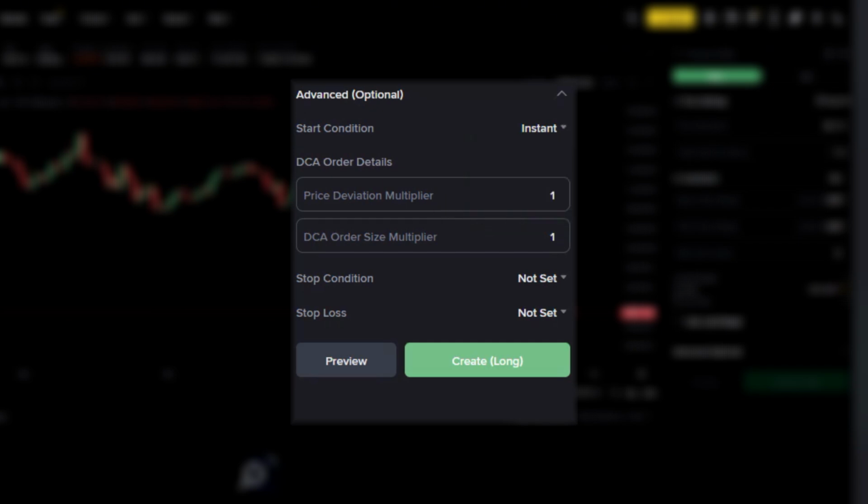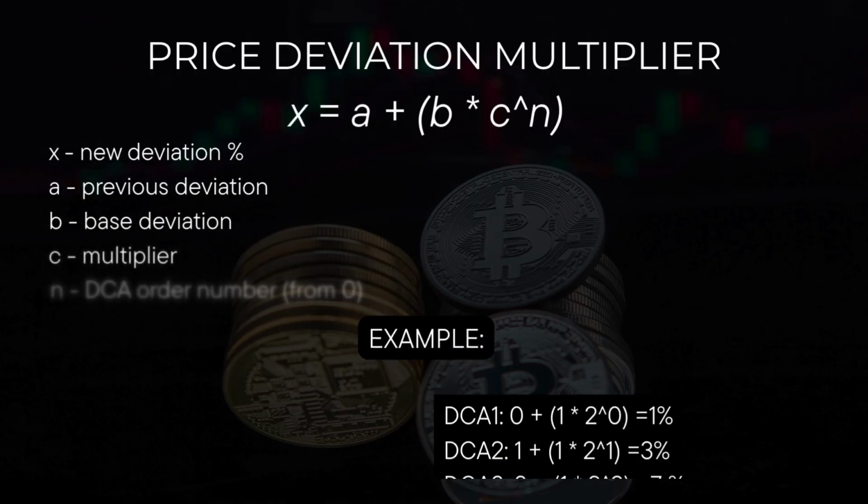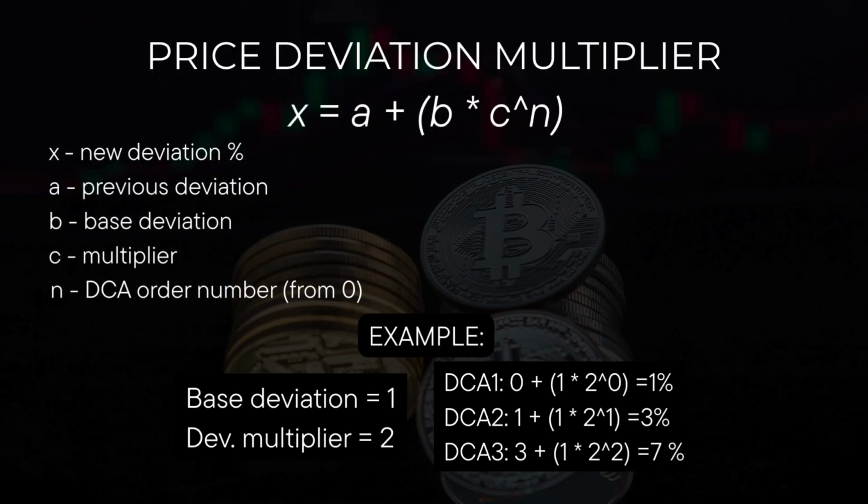Then you can set the price deviation multiplier to adjust the gap between DCA orders. If the multiplier is lower than 1, the gap between orders will gradually get smaller. If it is higher than 1, the gap will get bigger. Note that there is a specific formula that is used to determine the price deviation change. You can see it on the screen now.